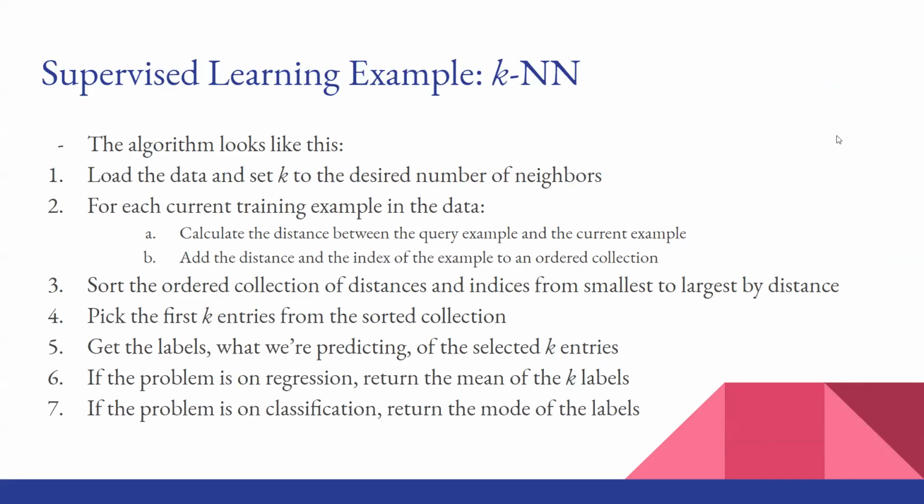So a key supervised algorithm is called KNN, or K nearest neighbors, wherein we load the data and set K to the desired number of neighbors.